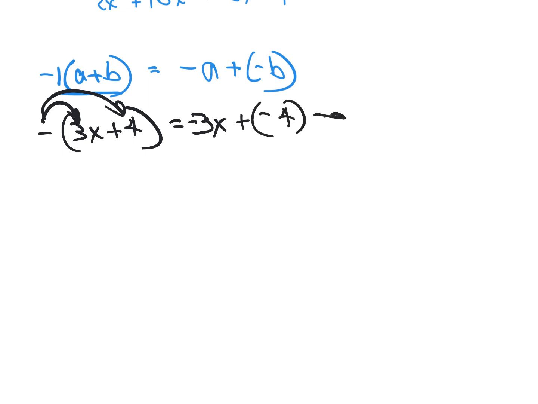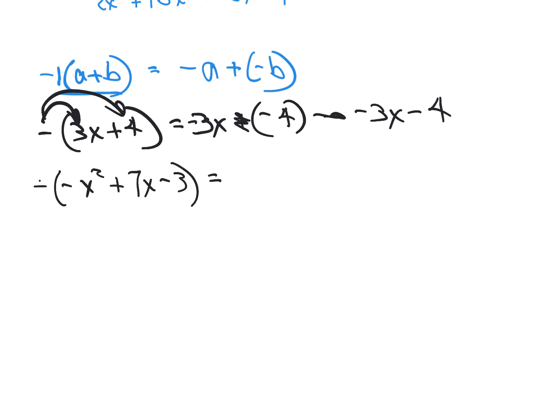And if you want, you might find it better to write this as negative 3x minus 4. So you can get rid of the plus sign and just have the minus 4 like that. If we were to have negative x squared plus 7x minus 3, let's distribute that negative again. Negative times a negative is a positive x squared. A negative times 7x, and a negative times a negative 3 is plus 3.